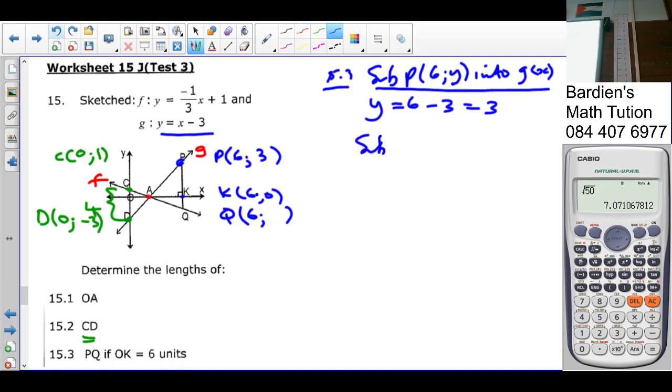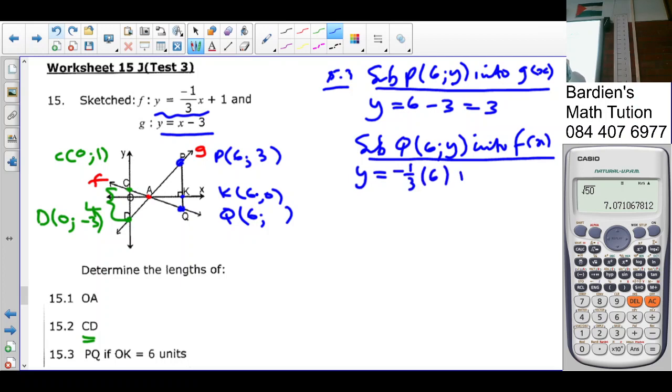Then we will substitute Q, which is 6 and some y value, into f of x, or the f graph. Why into f? Because Q lies on f. So y equals negative a third times 6 plus 1. Negative a third times 6 is negative 2, plus 1 is negative 1. Okay, we can test that, in case I'm wrong. It's negative 1. So the coordinates of Q are 6 and negative 1.